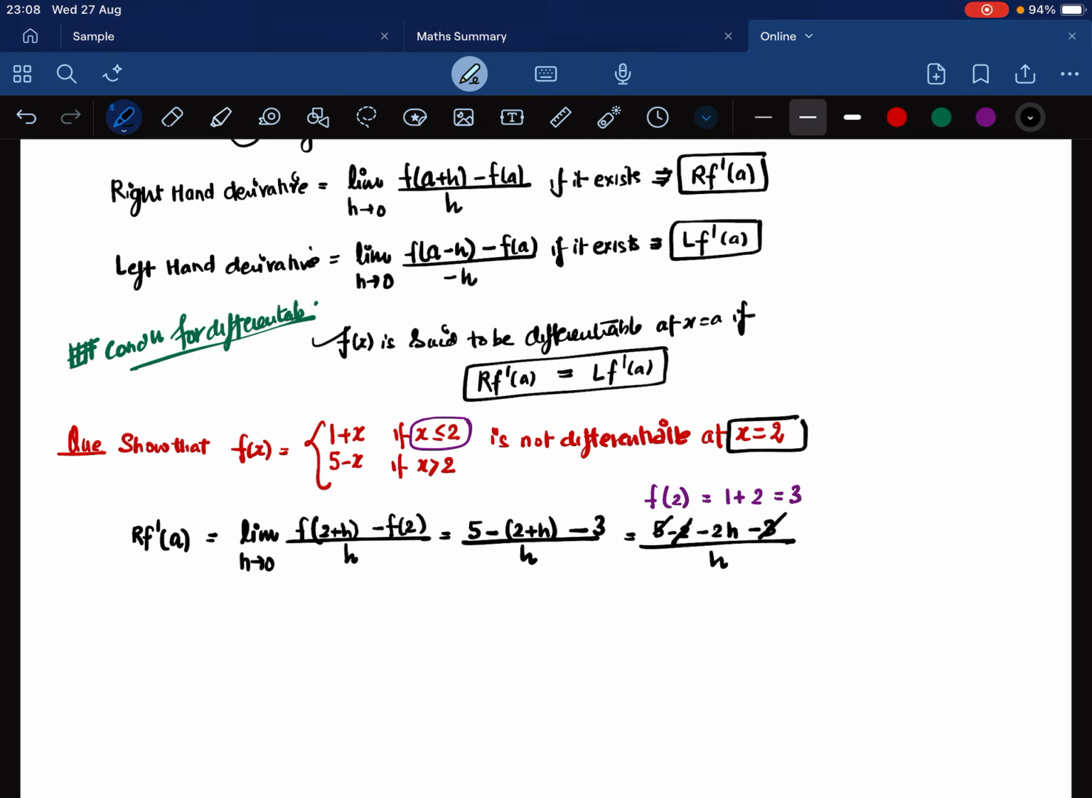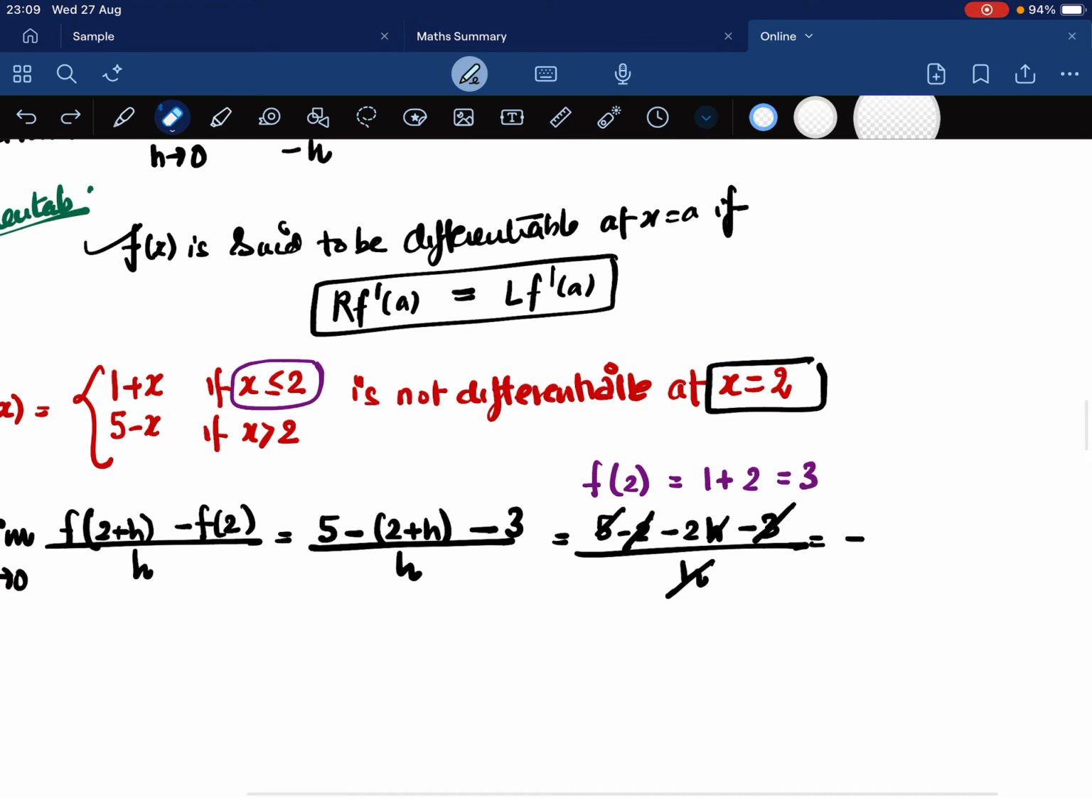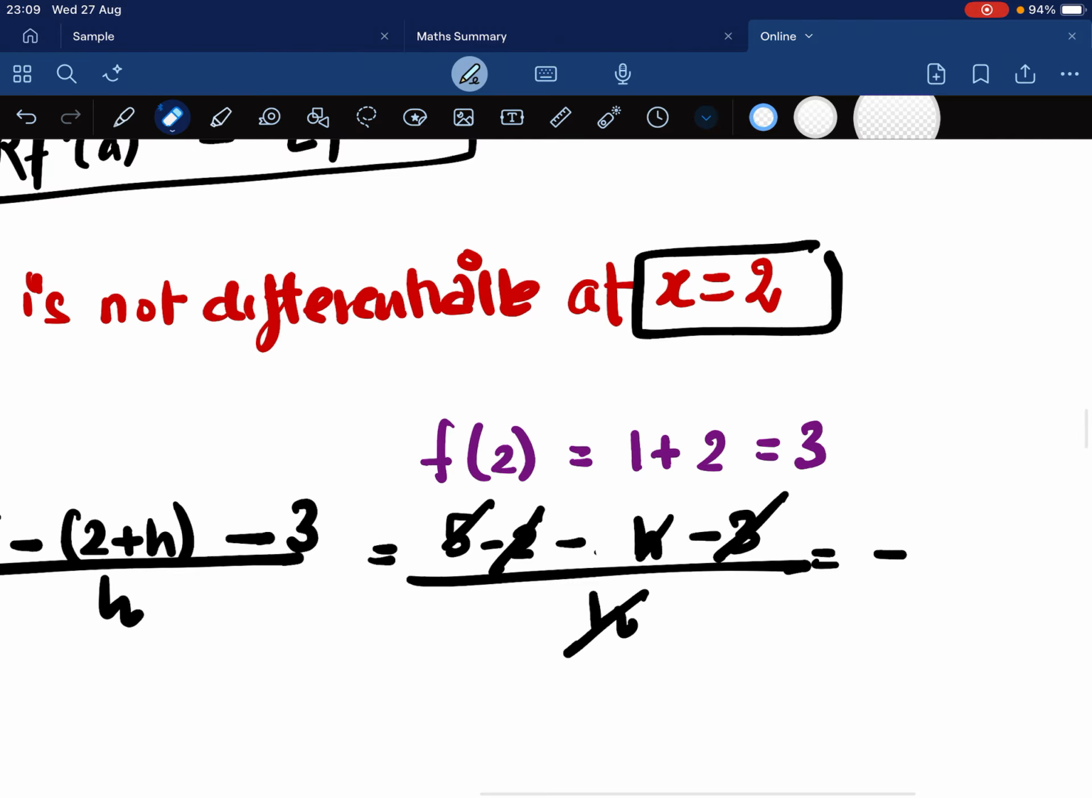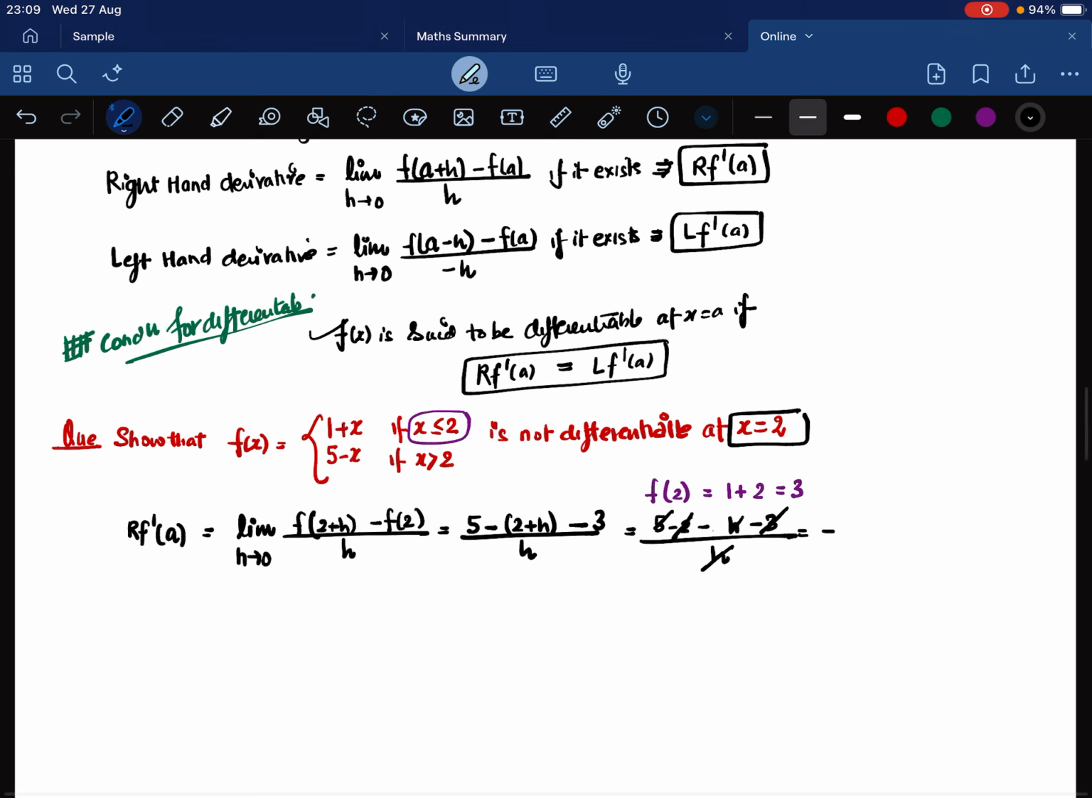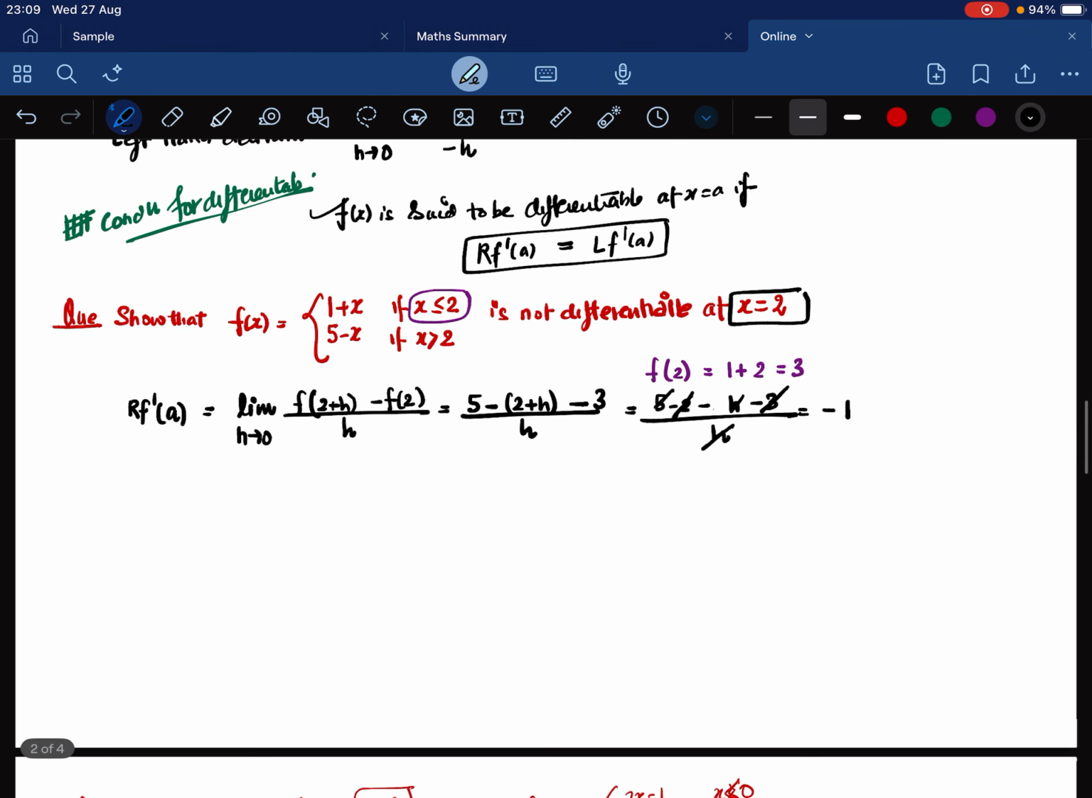So we get 5 minus 2 minus h minus 3, sorry, it's not minus 2h, it's minus h. The 5 minus 2 minus 3 cancels, and h in the numerator and denominator cancels. So the answer is minus 1. Similarly, let's calculate the left hand derivative as well.